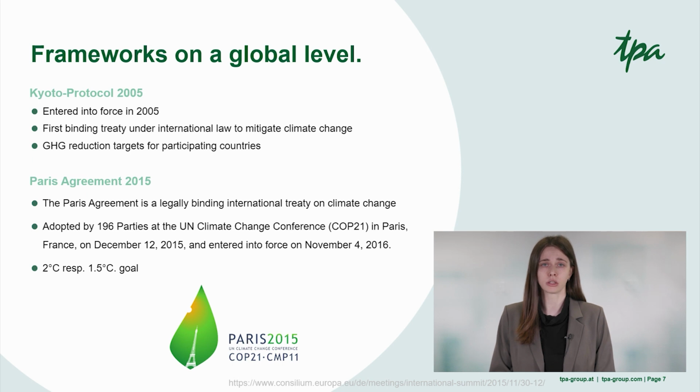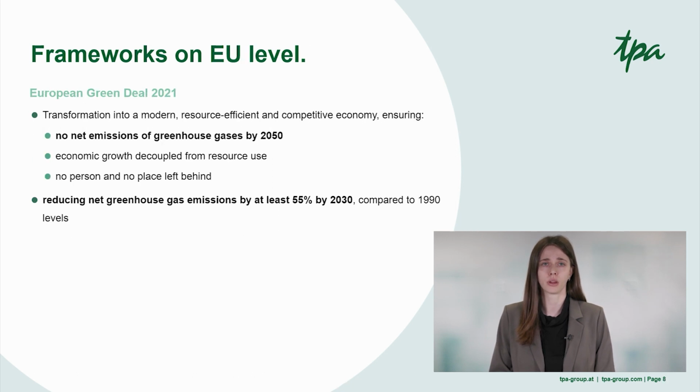Under the Paris Climate Agreement, the goal was set to limit the increase in average global temperature to well below 2 degrees Celsius, above pre-industrial levels, and to aim for an increase of less than 1.5 degrees Celsius. At the EU level, there is the Green Deal, where the EU sets the goal of net zero greenhouse gas emissions by 2050. How companies are affected in this context will now be explained by my colleague, Teresa Kühmeier.